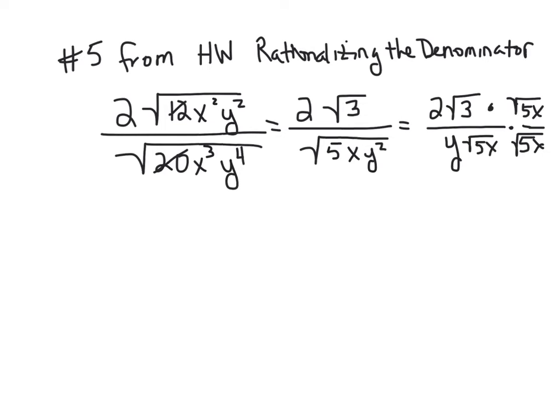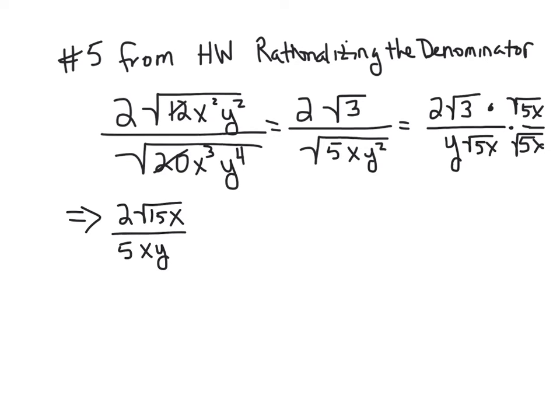All right, so in this next step, since the square root of y squared is y, I went ahead and took the y out of the radical. And then the next thing I did was, what do I need to multiply times root 5x to make sure this 5 is squared and this x is squared? Well, I just need to multiply by another root 5x. So I multiply my numerator and my denominator by root 5x.